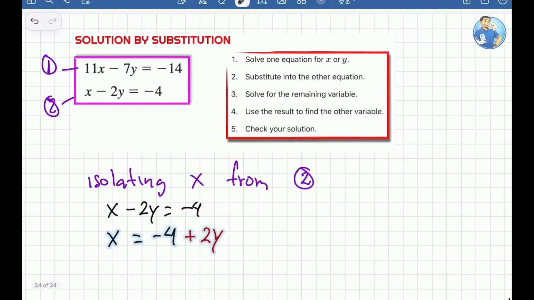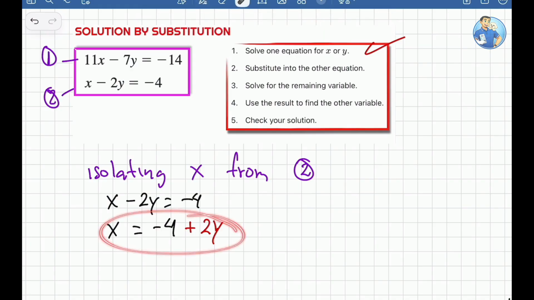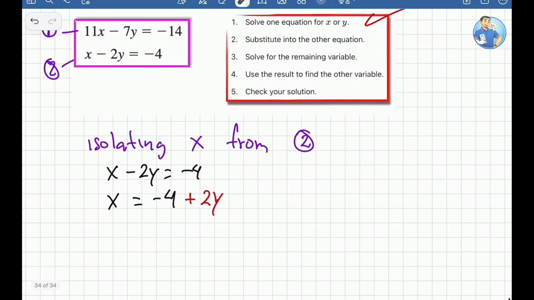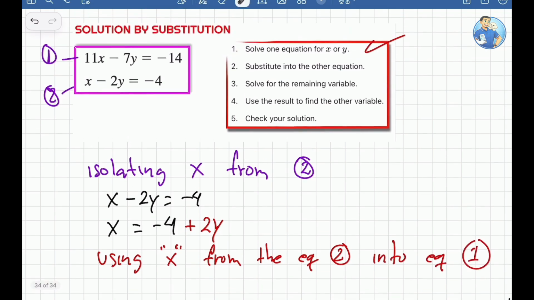Once we have isolated one variable, the first one, we substitute into the other equation. Because we already used equation number 2, we can use this x in our equation 1. So this is the next step: using our x from equation 2 into equation 1. So we are going to do the substitution. We are going to use this x into here.